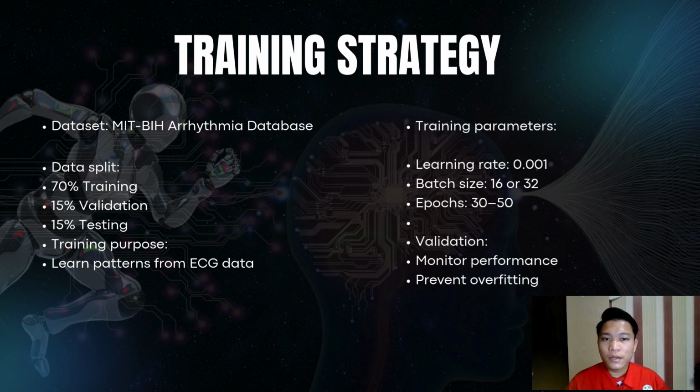As you can see in this slide, these are the training strategies for my project. Firstly, my dataset is split into 70% training, 15% validation, and 15% testing. Training is conducted with a learning rate of 0.001, a batch size of 16 or 32, and 30 to 50 epochs. Validation helps monitor performance and prevent overfitting.